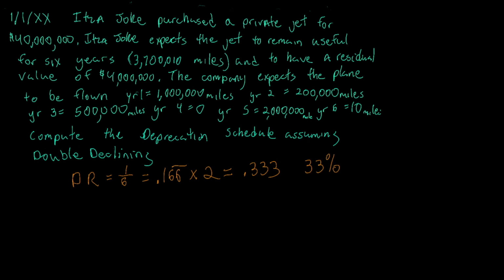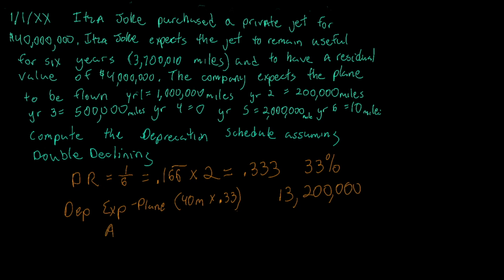So for our first year's depreciation expense under double declining, gang, we always use the book value for the calculation. And so at the beginning of year 1, our book value was 40 million. So we're going to debit depreciation expense / plane for the $40 million, which is the book value, times the 33%, which we just calculated. And that's going to give us $13,200,000, gang. And so, of course, we're going to also credit accumulated depreciation / plane for the same amount. And that is how we calculate depreciation expense for year 1.